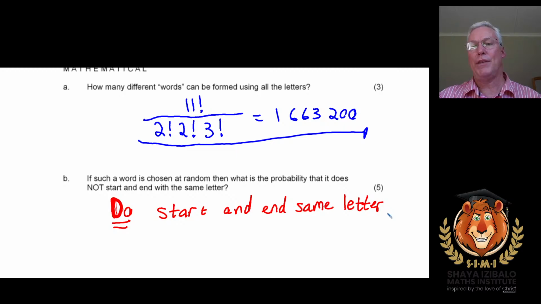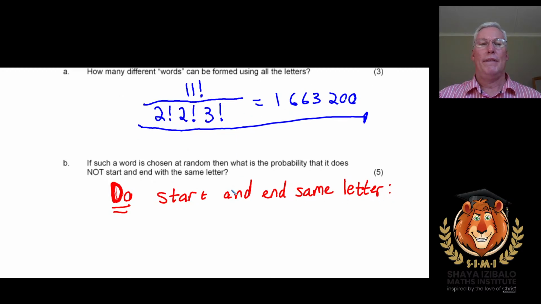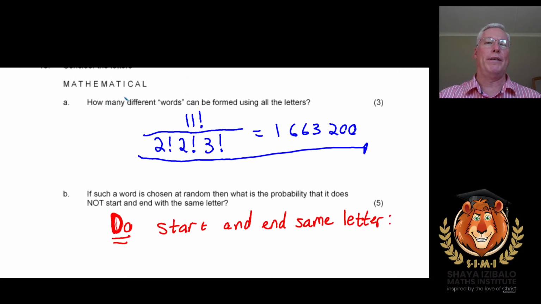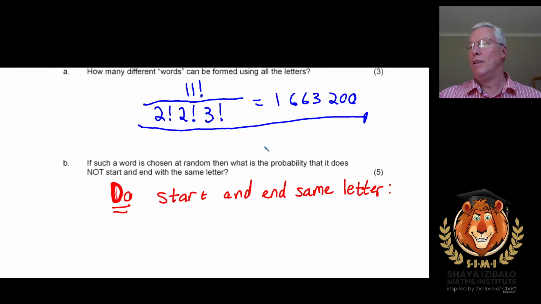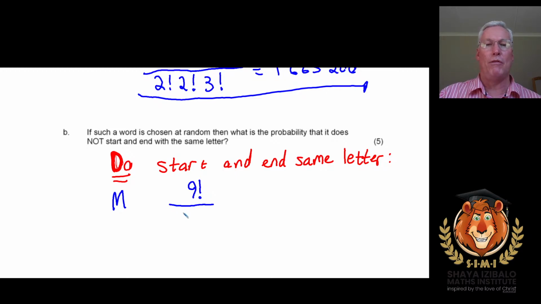Yeah, and obviously they can't start and end with I because there's only one I. So we've now got to consider different cases. If they start and end with M, then those M's are out of the equation and we've got 9 letters left. And 9 letters can be arranged in 9 factorial ways, but we've got to divide by 2 factorial because there are still 2 T's, and 3 factorial because there are 3 A's.